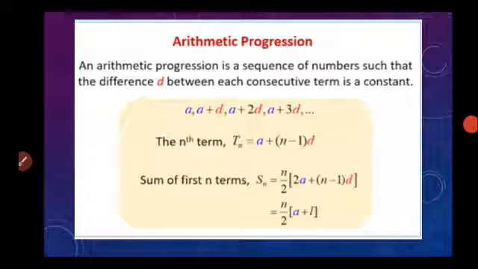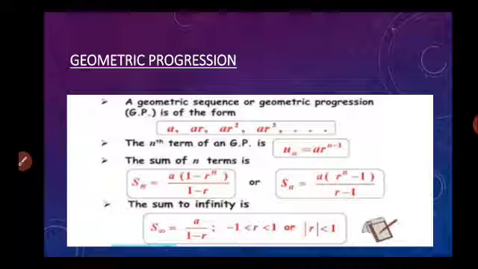Now, arithmetic progression. An arithmetic progression is a sequence of numbers such that the difference d between each consecutive term is a constant, like a, a plus d, a plus 2d, a plus 3d. Here you can see all the terms have a difference d only. The nth term of an AP is a plus (n minus 1)d, and the sum of the first n terms, Sn, is equal to n by 2 times (2a plus (n minus 1)d), and we can write it in another form also, n by 2 times (a plus l).